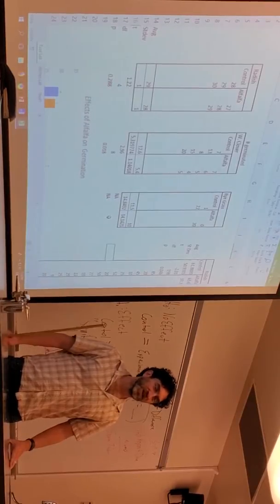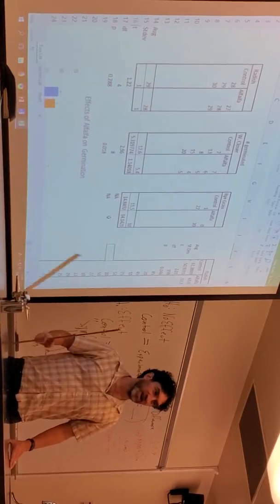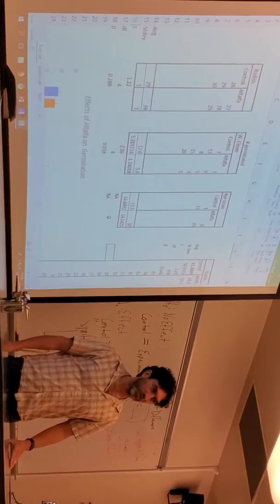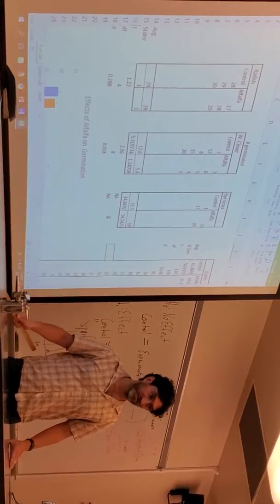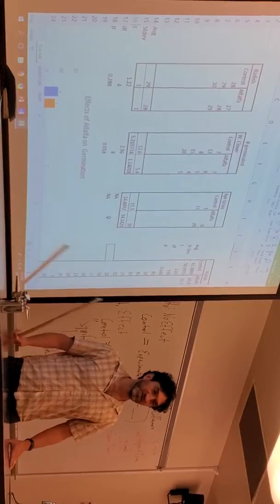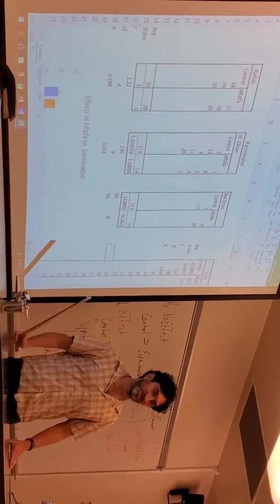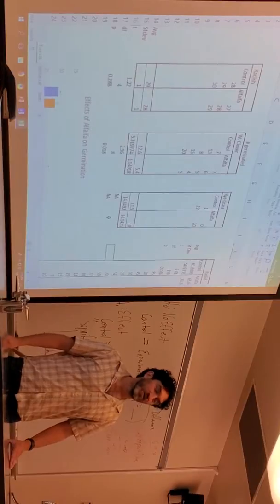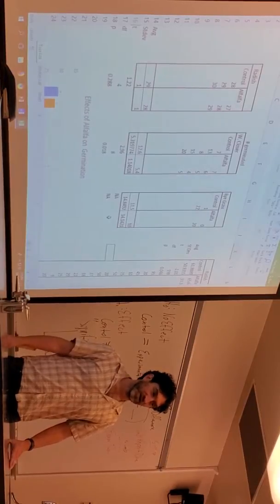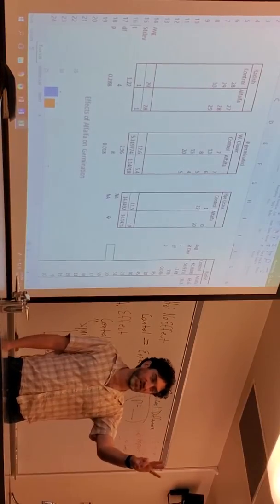So in the module, it has a list of how to write a paper. What I need to see is 2 graphs. I need to see your introduction, your materials, your methods, a results section. I do not want to see the raw data, and I want to see a discussion. Okay?